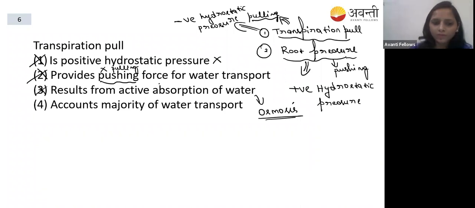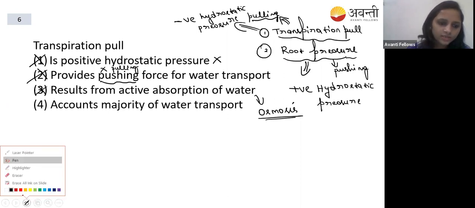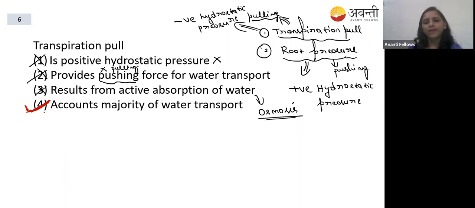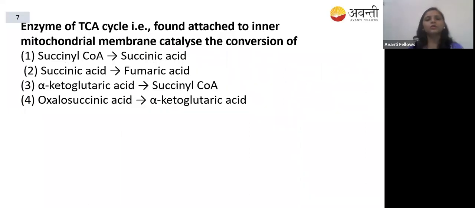Then coming to the fourth option, accounts for the majority of the water transport. Yes, transpiration pull is helpful in the majority of the water transport. So that is the correct statement. Remember, result from the active absorption of water? No, that is by osmosis. I think you understood this, guys. So the correct answer is option 4. Okay, fine. So let us go to the next question.